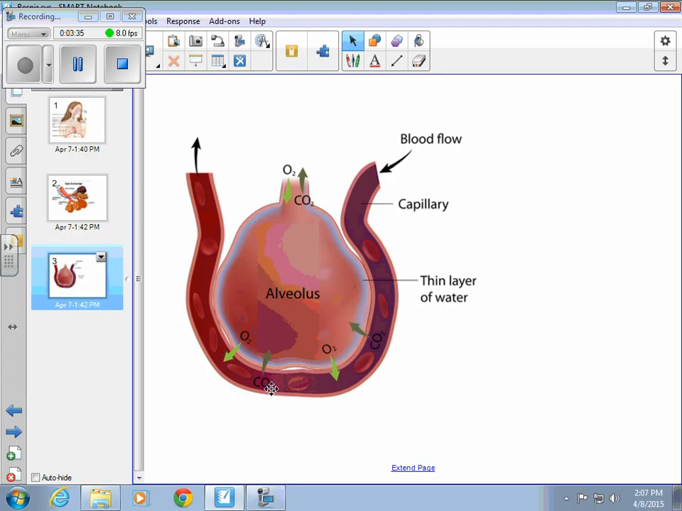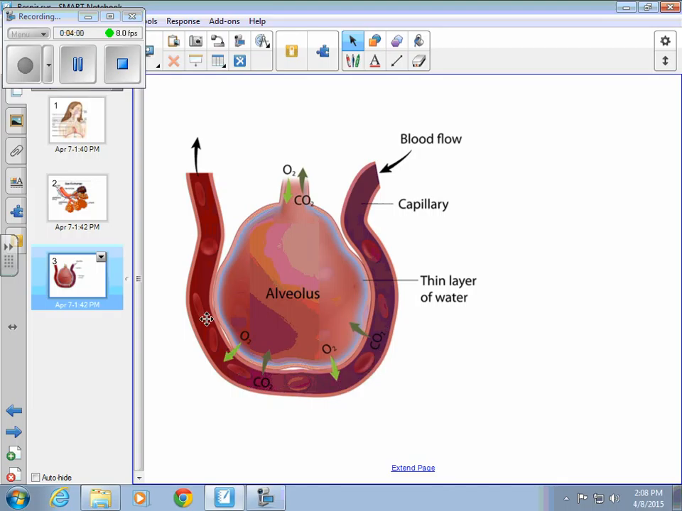oxygen from the air sac will diffuse into the artery, and carbon dioxide will diffuse from the artery back into the air sac. And then this blood that's leaving the alveoli is very oxygen rich. This is the pulmonary vein. It's going to bring this blood back to the heart, into the left atrium, so that that blood can then get pumped around the body and deliver oxygen.